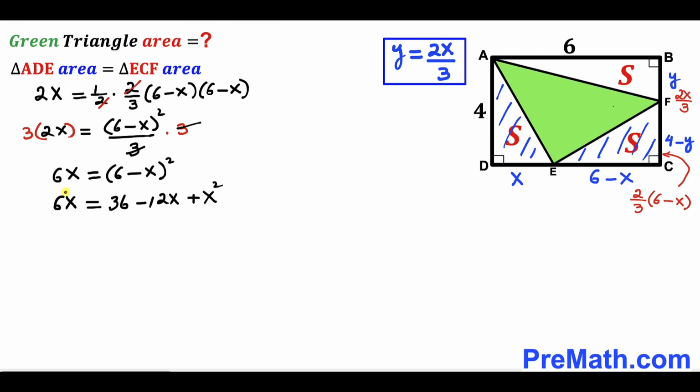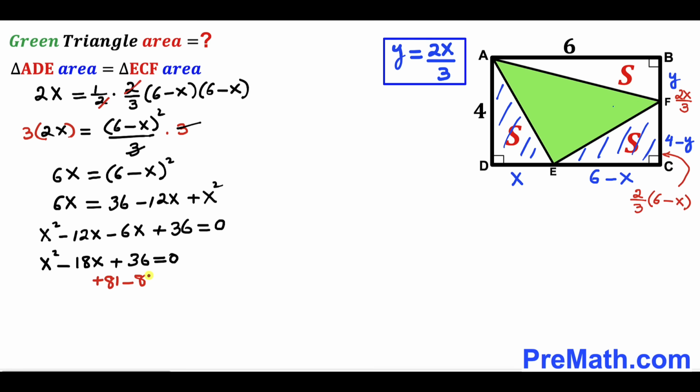And now we are going to move this 6x to the other side as well. So therefore we can write x squared minus 12x, and then this becomes minus 6x plus 36, equal to 0. Now in this next step I am going to add 81 and subtract 81 on the left hand side at the very same time, as you can see in this next step.